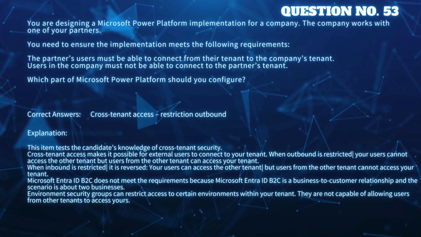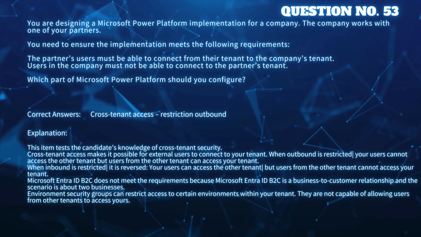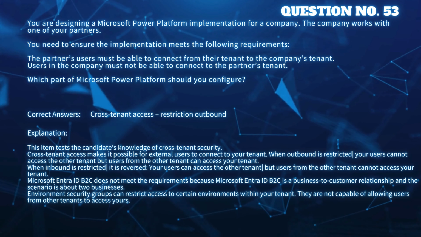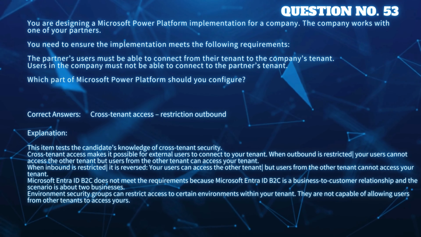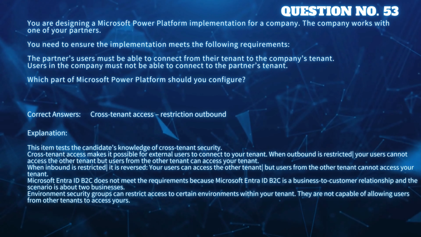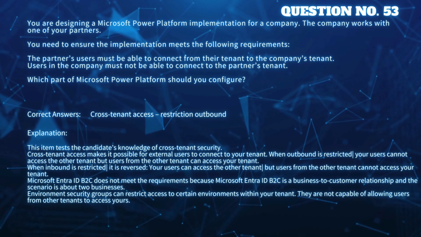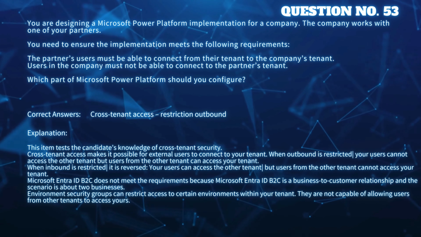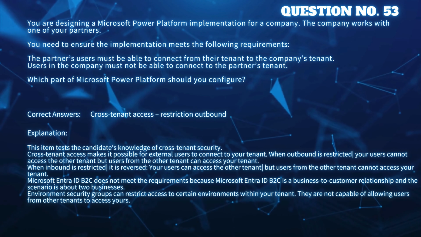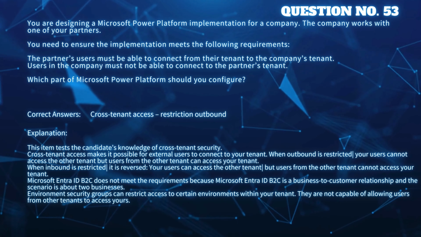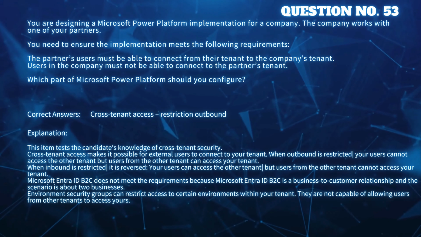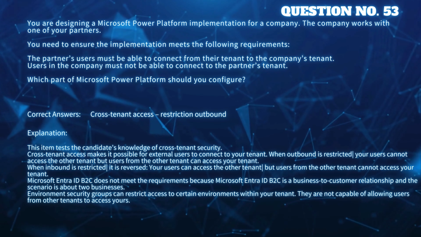Correct answer: Cross-Tenant Access, Restriction Outbound. Explanation: this item tests the candidate's knowledge of cross-tenant security. Cross-tenant access makes it possible for external users to connect to your tenant. When outbound is restricted, your users cannot access the other tenant, but users from the other tenant can access your tenant. When inbound is restricted, it is reversed. Your users can access the other tenant, but users from the other tenant cannot access your tenant.